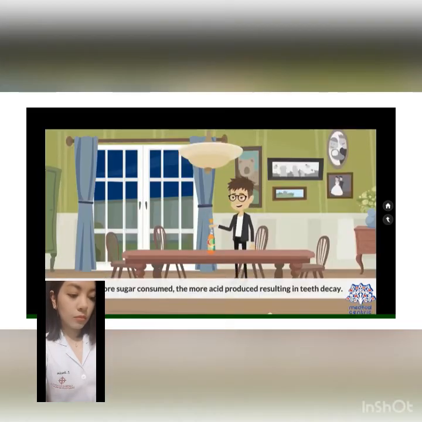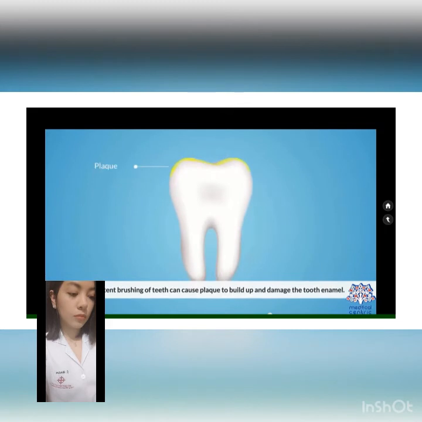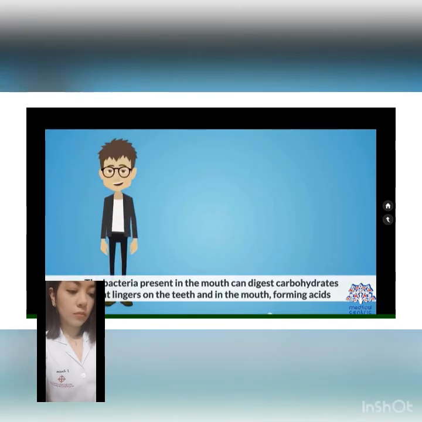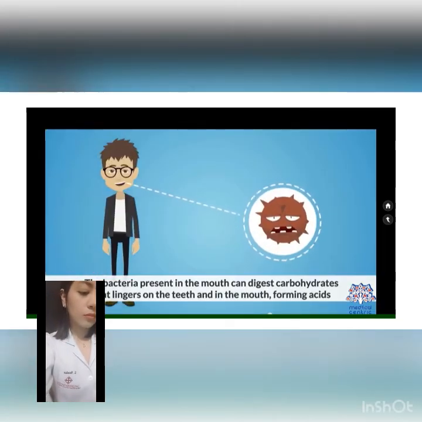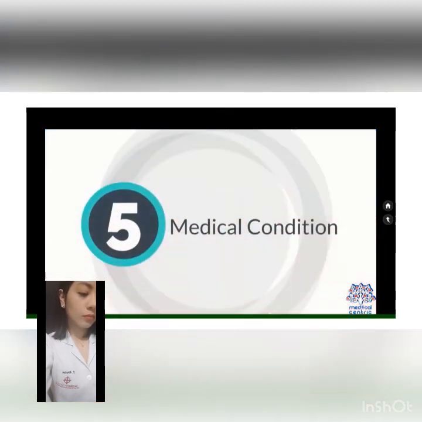Causes. Major components causing tooth decay are eating sugary, sticky foods and beverages. The more sugar consumed, the more acid produced, resulting in tooth decay. Poor oral hygiene: inconsistent brushing of teeth can cause plaque to build up and damage the tooth enamel. Bacteria and acids: the bacteria present in the mouth can digest carbohydrates that linger on the teeth and in the mouth, forming acids.